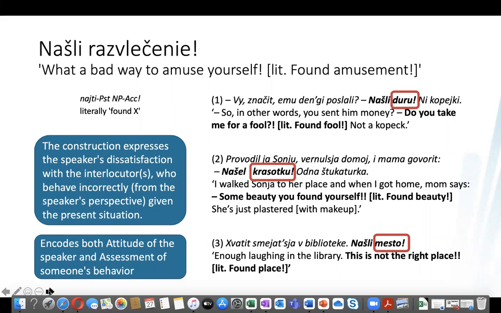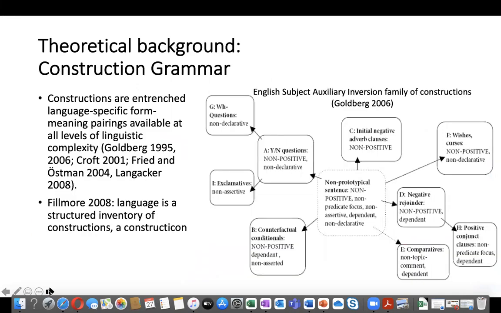Okay, but one of the most important things that we want to tell you in this presentation is that the Constructicon is not just a pile of constructions, but rather it's a very systematically structured item. And we get this idea from work that has been done previously, especially by Adele Goldberg and Charles Fillmore, who said that language is a structured inventory of constructions. And Adele Goldberg made this nice observation of the English subject auxiliary inversion family of constructions, showing that we have a prototype of a non-prototypical sentence, and then we have specific types of constructions that are related to this.